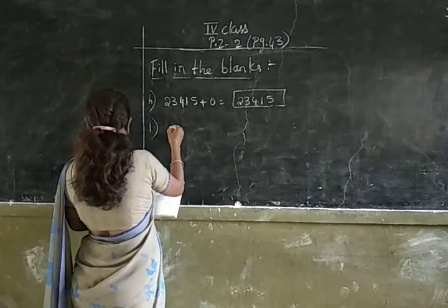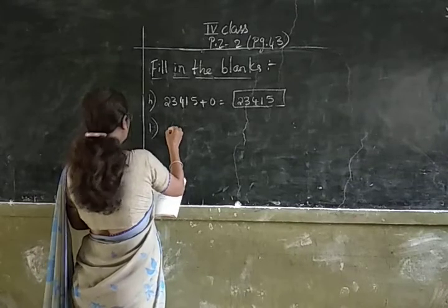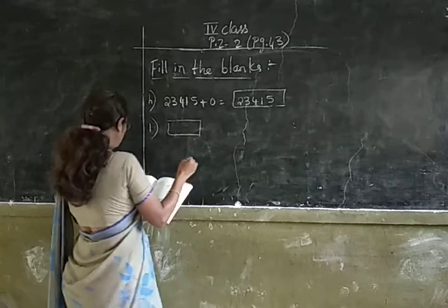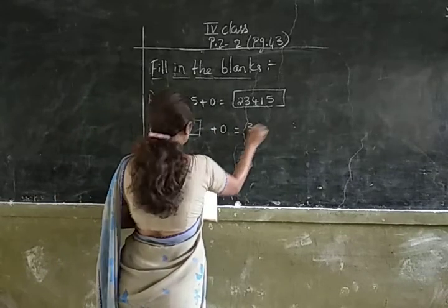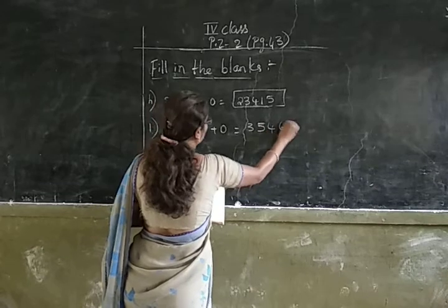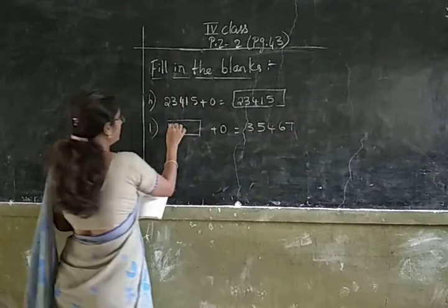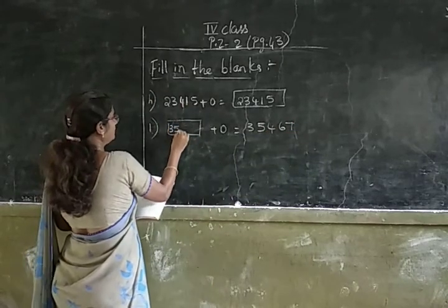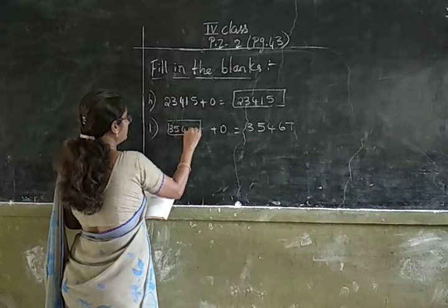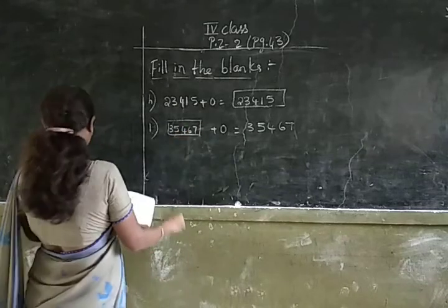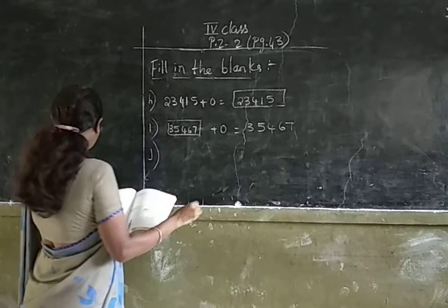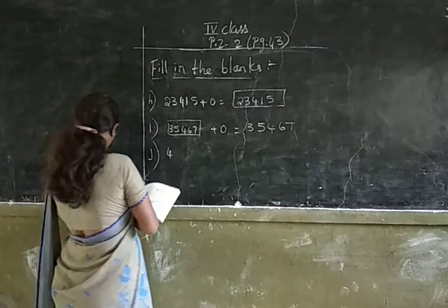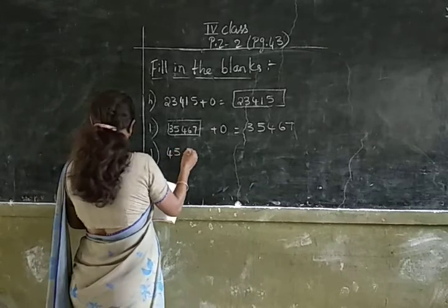Next, let us do one more sum, that is I sum: blank plus 0 is equal to 35,467. According to the property of additive identity, we have to write 35,467 here. Now I am doing J sum, that is property of 1.